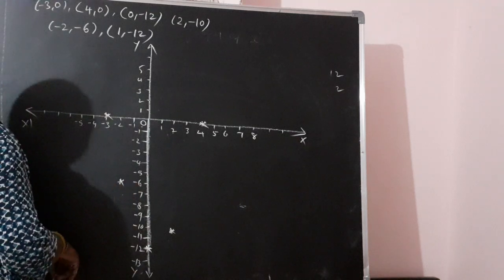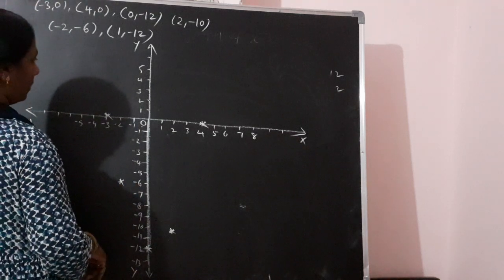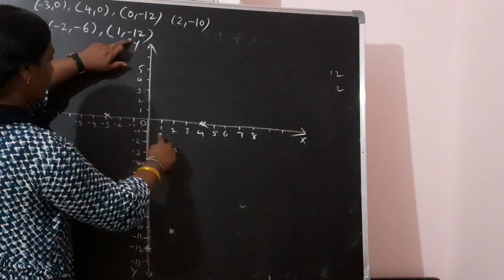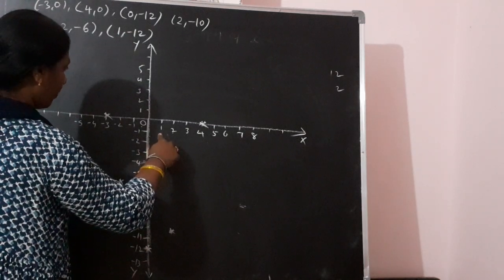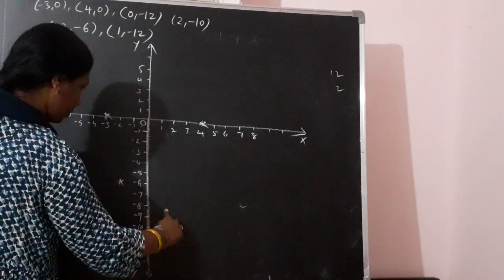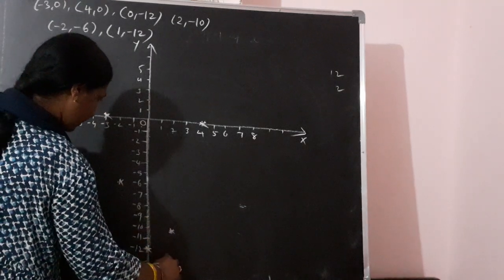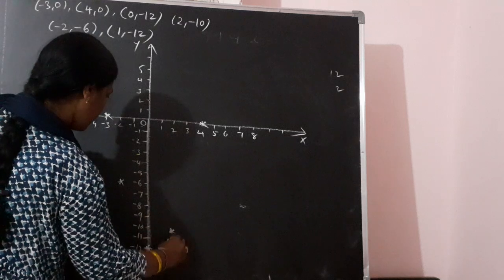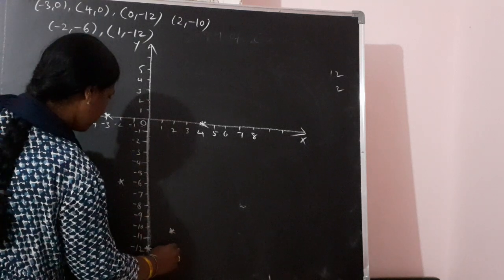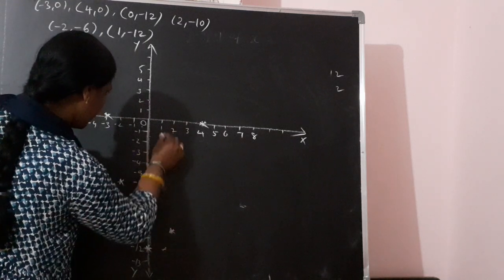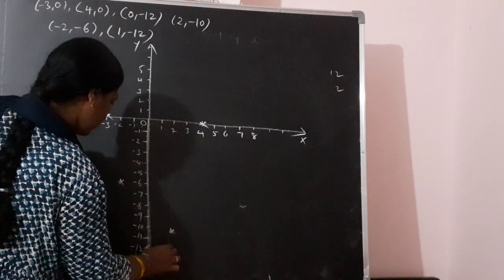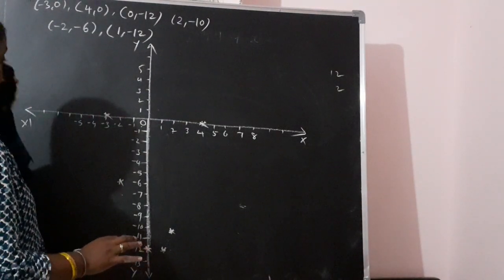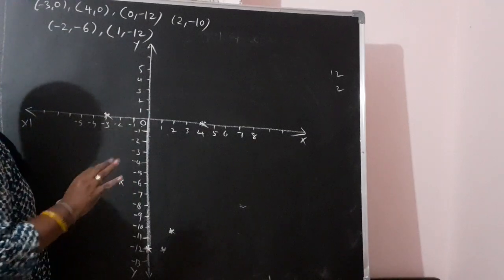Okay, next 1, -12. X is 1. Okay, y = -12. Y negative part, down. Y = -12. -12 here. Okay, straightly. Straight from 1. Okay, right. In the graph you will definitely get it accurately. Here maximum will come approximately, no doubt.